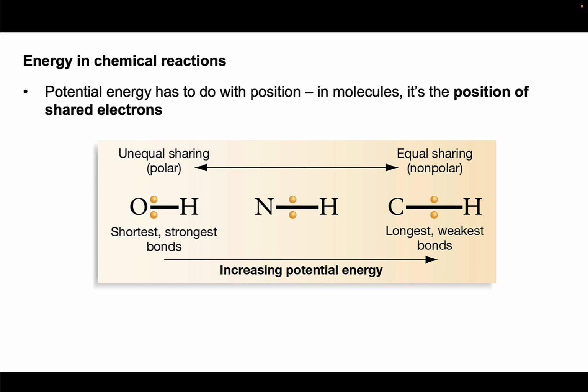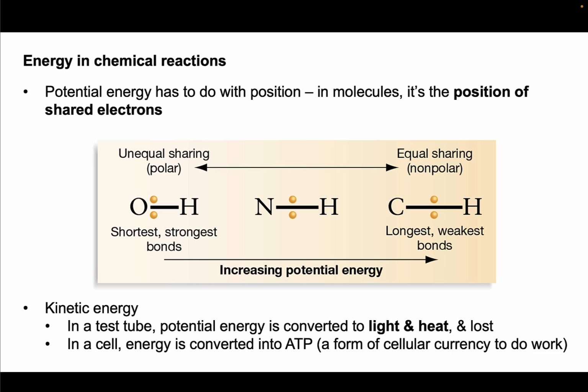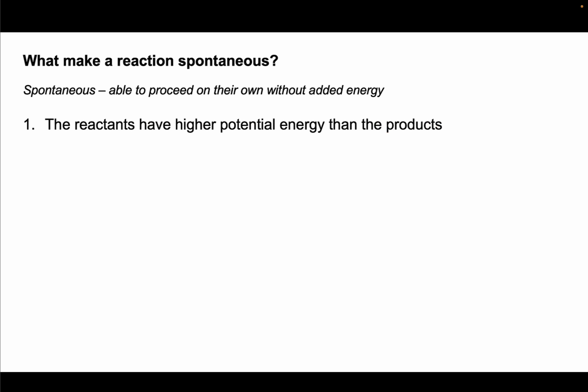But let's talk really quickly about kinetic energy in a cell. Now, chemical reactions in a test tube, the potential energy is converted to kinetic energy, and that kinetic energy is light and heat, and it's usually lost through dissipating out of the test tube. In a cell, this potential energy is converted into ATP, which is a form of cellular currency that does work, and we'll talk about this more in the next couple podcasts.